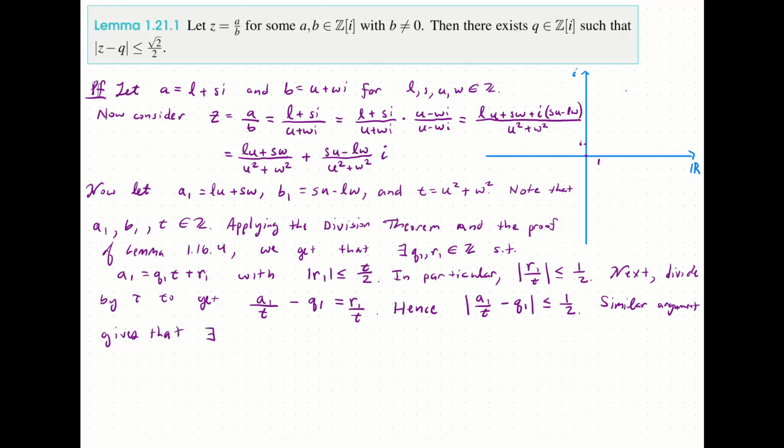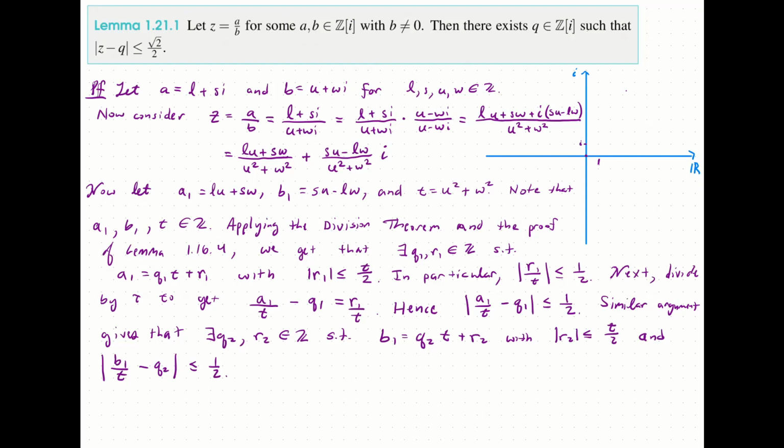That there exists q2, r2 in the integers such that b1 is equal to q2 t plus r2 with absolute value of r2 being less than or equal to t over 2, and the absolute value of b1 over t minus q2 being less than or equal to 1/2. So we have both of these here.